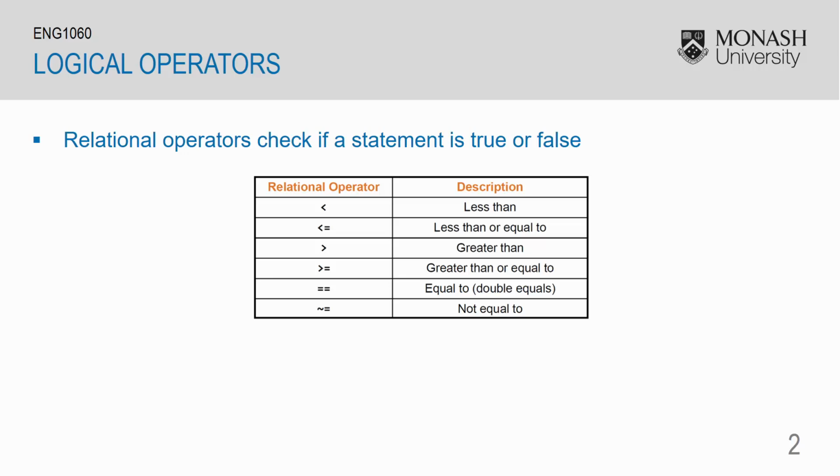In the previous video, we saw how relational operators can be used to check if a statement is either true or false. As an example, if we specified a scalar a is equal to 5, we can get MATLAB to return either a true or false value by typing in a greater than 2.